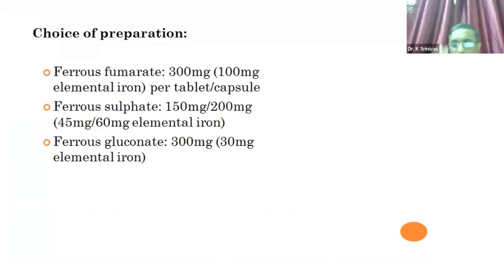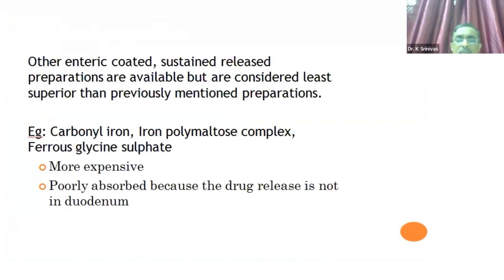So what do we use? You have hundreds of preparations in the market: ferrous fumarate, ferrous sulfate, ferrous gluconate. The Government of India has comfortably chosen ferrous sulfate for the reason that it provides a good amount of iron. It contains almost 30% elemental iron, plus its cost. Fumarate, though it gives a little more iron, its cost is more. Gluconate cost is more. And the other ones available nowadays, carbonyl iron, iron polymaltose complex, ferrous glycine sulfate, are all more expensive but poorly absorbed.